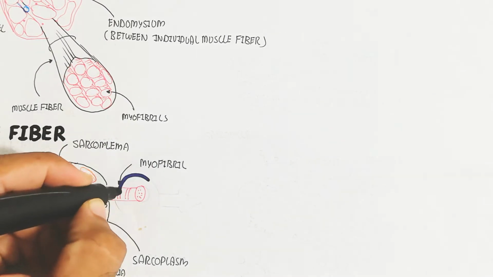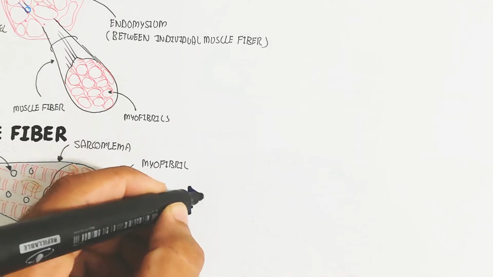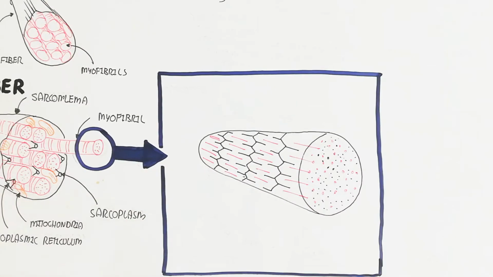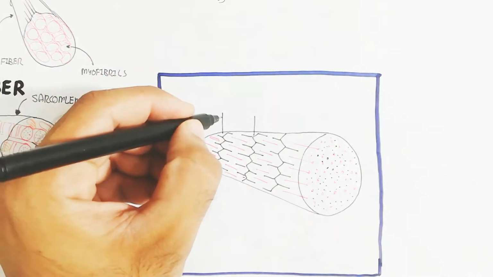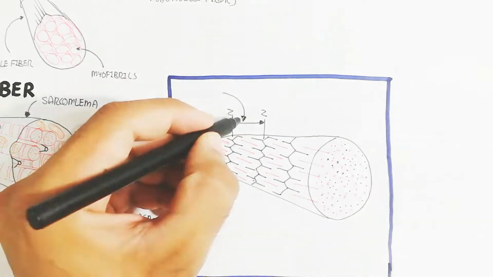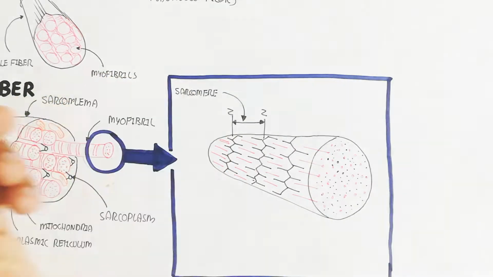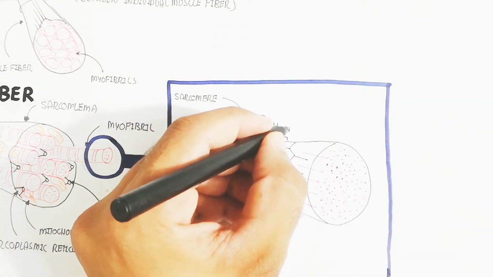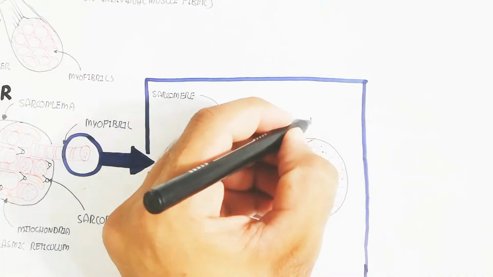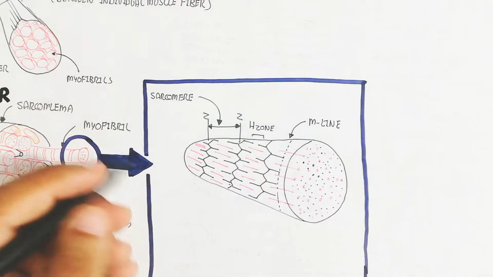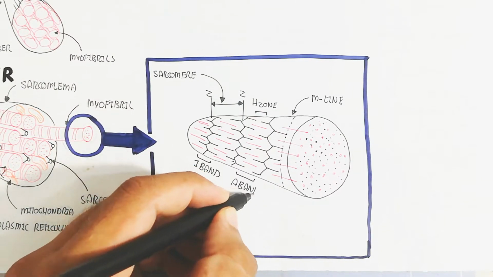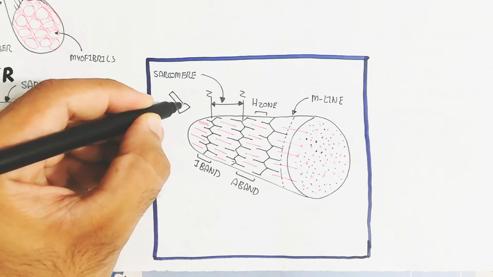Now we will discuss the light band and dark band. This is the myofibril, and it contains many sarcomeres. What is a sarcomere? Sarcomere is the unit of muscle contraction. Here you can see the H zone, and the M line is present, and this is the I band, the isotropic band.